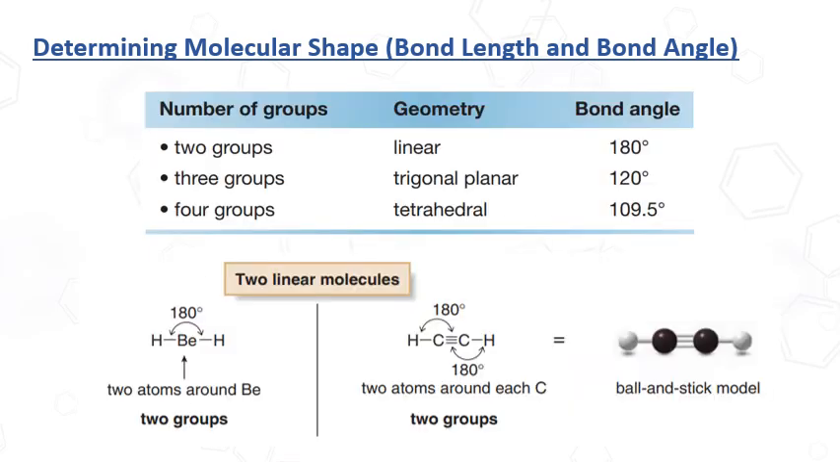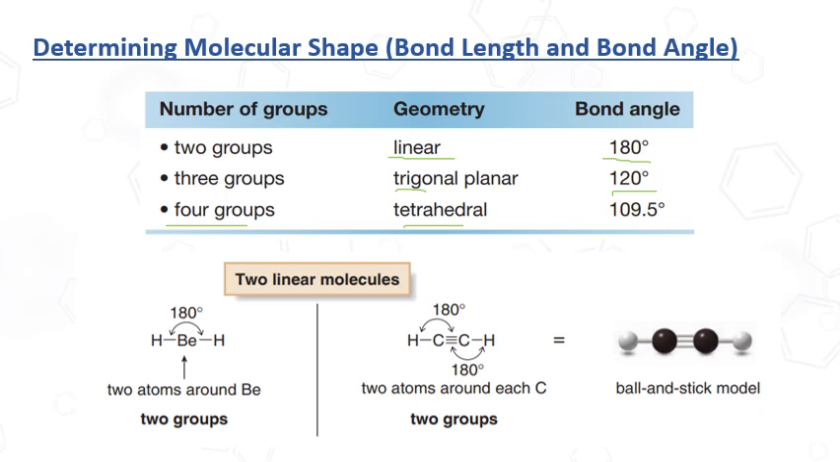Now for geometry, if you have two groups bonded to your atom of interest, they will have a geometry that is linear, wherein your two groups are as far apart as possible, or that's a 180 degree angle. If there are 3, the geometry will be trigonal planar. The groups will be separated by a 120-degree angle. And if there are 4 groups, that would be tetrahedral, and the groups will be separated by an angle of 109.5 degrees.